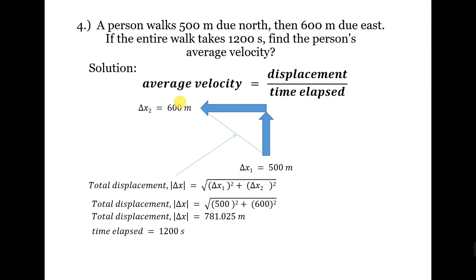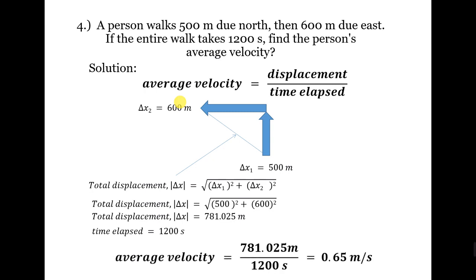781.025 meters with a time elapsed of 1,200 seconds. Now the given are all set. We can now substitute the solved values to the original formula of average velocity. The result will be equal to 0.65 meters per second as the total magnitude average velocity.